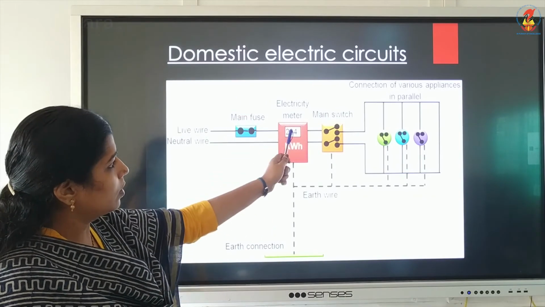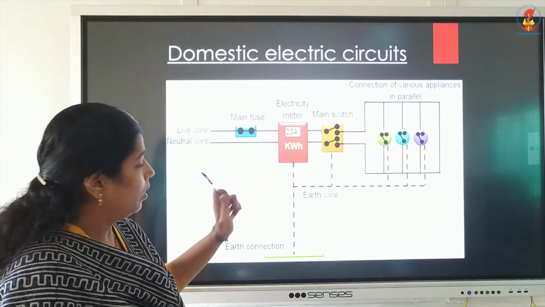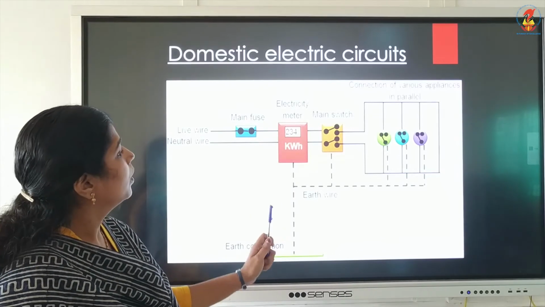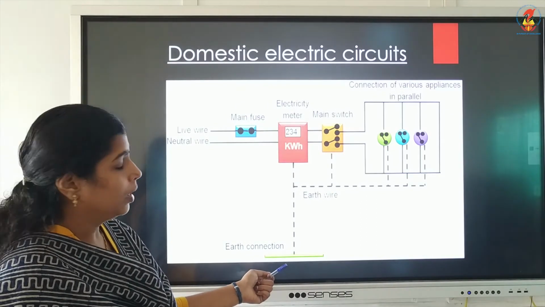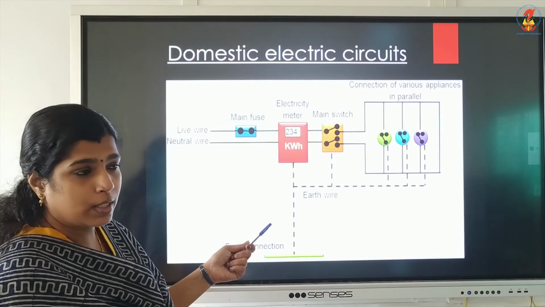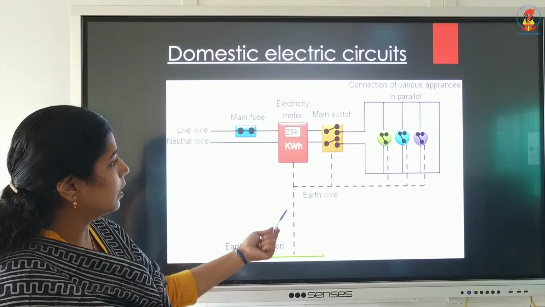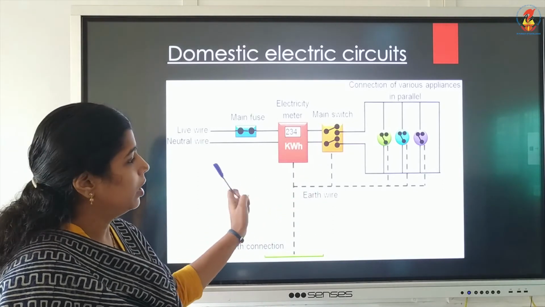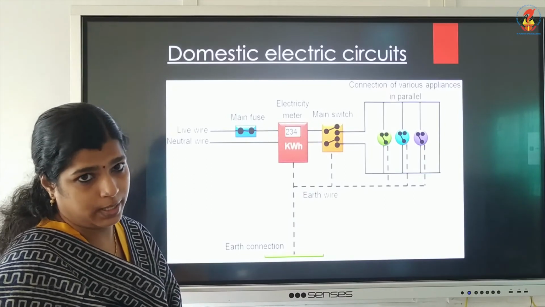Then from the electricity meter, the connection is given to the main switch. Then the earth connection is provided from our house itself. A metal plate will be deeply buried inside the earth. From there we will take a copper wire, because it's a good conductor of electricity and it has low resistance. We will connect the copper wire to the electricity meter and then to the main switch, and from there we will connect it to all the metallic appliances.